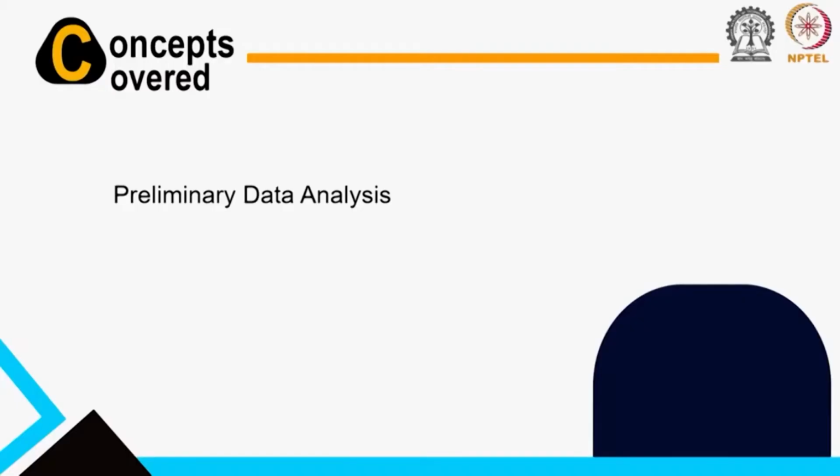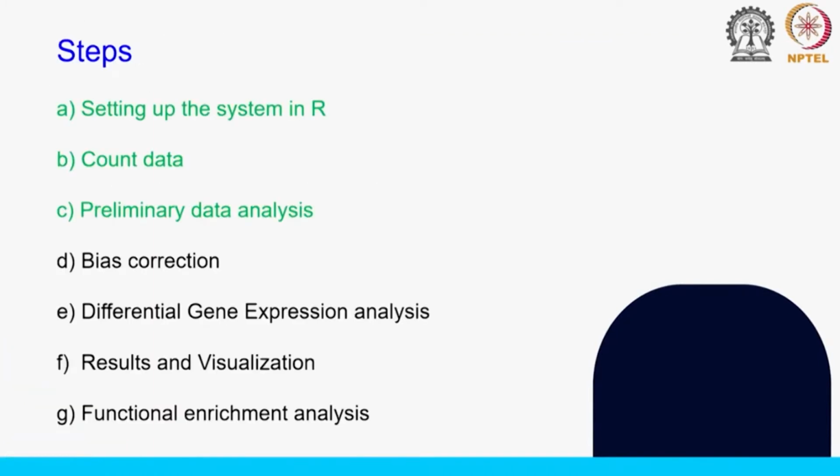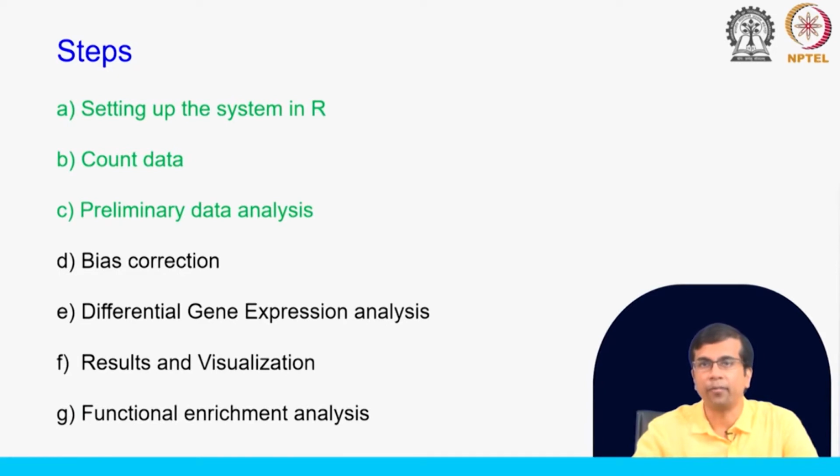So, coming back to our analysis, the agenda for today's class is that we will go into the preliminary data analysis. To remind you of all the steps, we have set up the system in R, we have looked at the commands very briefly, we have loaded the count data with 16 samples and about 6,800 genes, and we are now going to go into the preliminary data analysis.